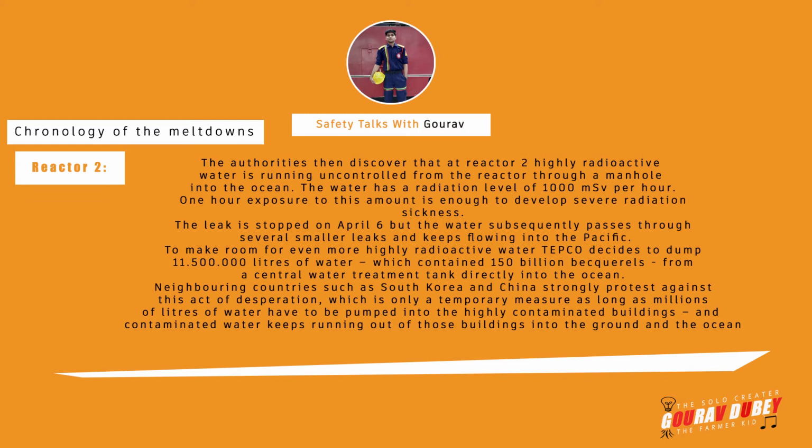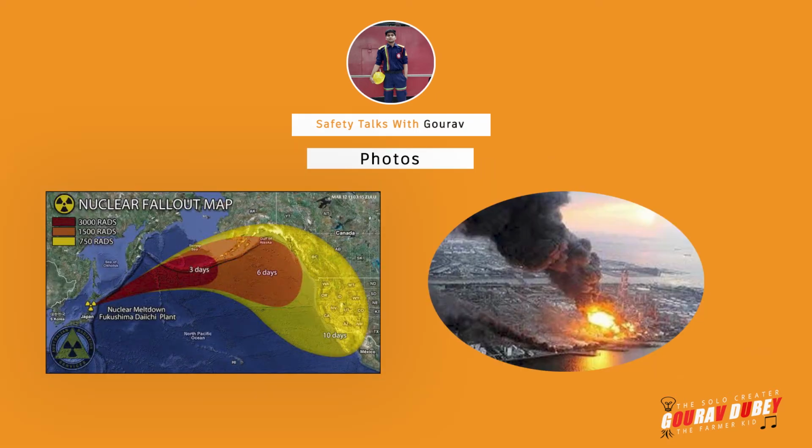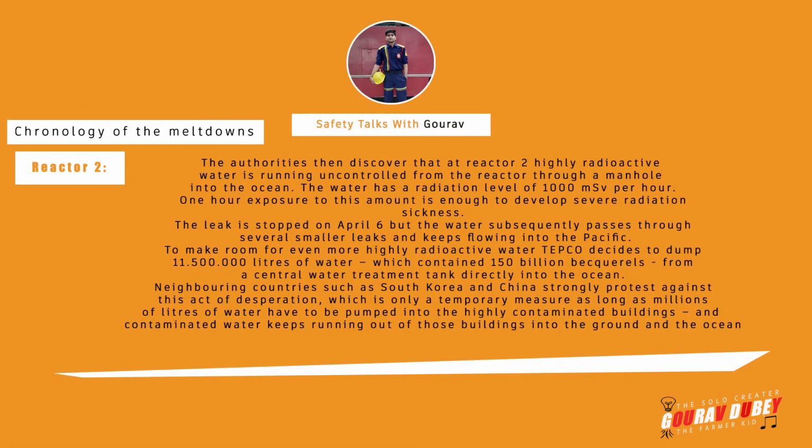TEPCO decided to dump 11,500,000 liters of water, which contained 150 billion becquerels, from a central water treatment tank directly into the ocean to make room for even more highly radioactive water. Neighboring countries such as South Korea and China strongly protested against this act of dispersion, which is only a temporary measure as long as millions of liters of water have to be pumped into the highly contaminated buildings, and contaminated water keeps running out of those buildings into the ground and the ocean.